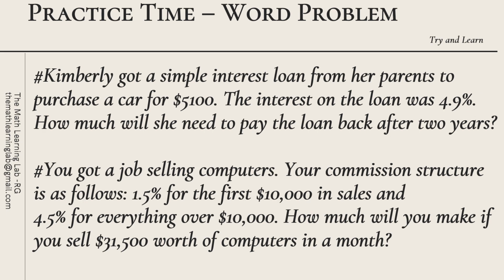So start thinking, you are selling 31,500 worth. Which category will you go in? You will earn 4.5% for everything over 10,000, because 31,500 is over 10,000. So you will use the rate of 4.5% of 31,500. That will give your commission.